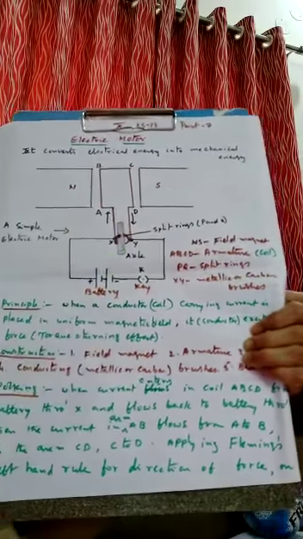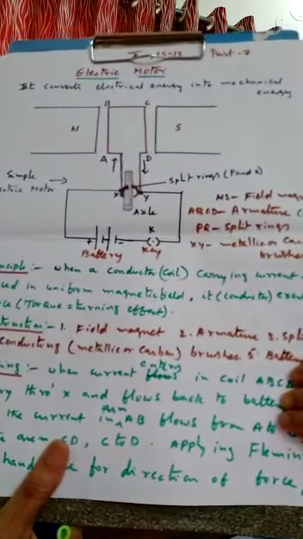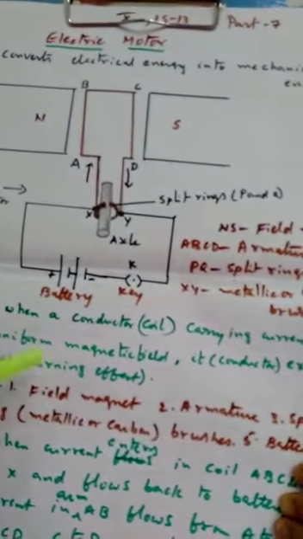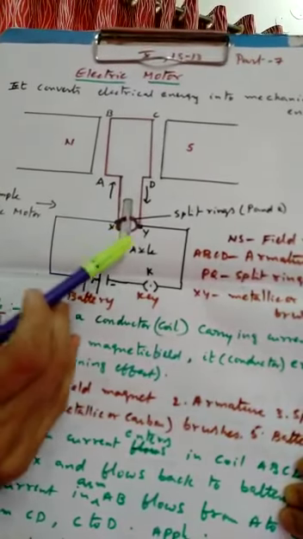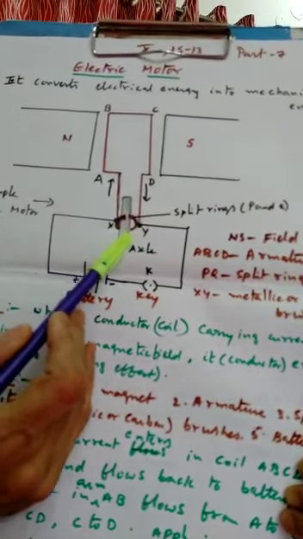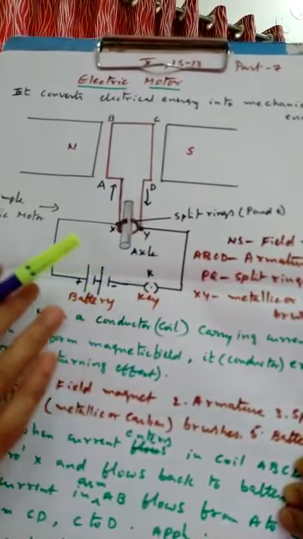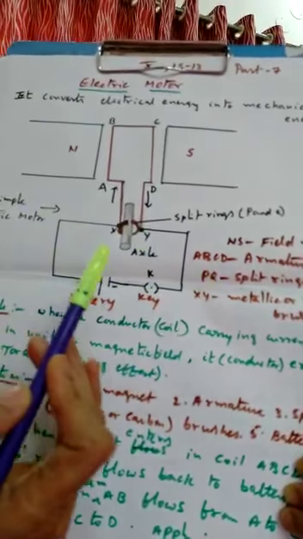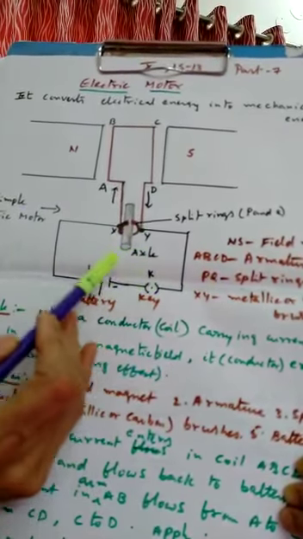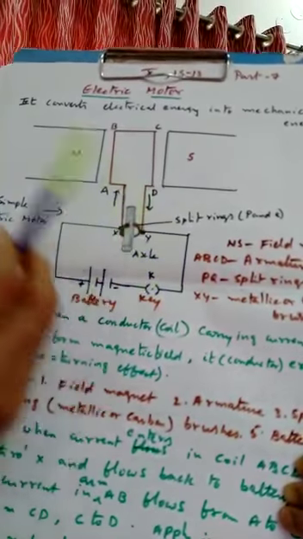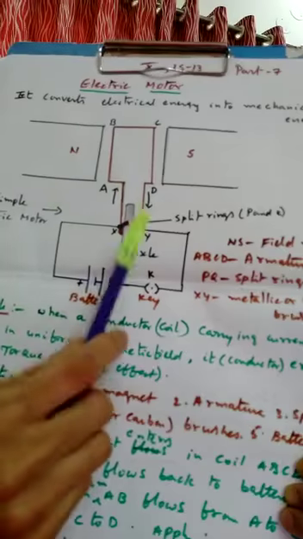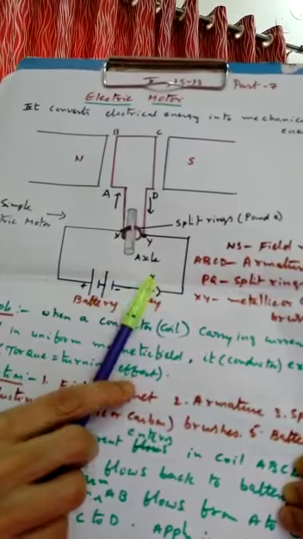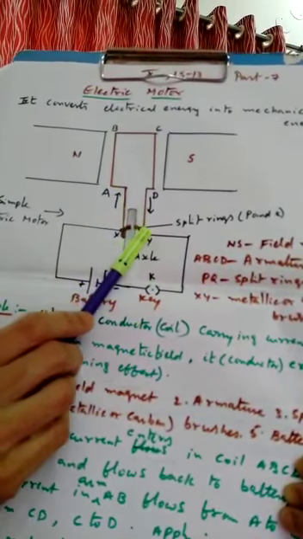The split rings' role is nothing but to act as a commutator. What is a commutator? Commutator is a very important question for the board examination. What is the role of the split ring? What is a commutator? It is a device used to reverse the direction of flow of current in every half rotation. What is the role of the split ring commutator? It reverses the direction of flow of current in every half rotation so that we can achieve continuous rotation. So in this way, by using the left hand rule only we have to decide, right?